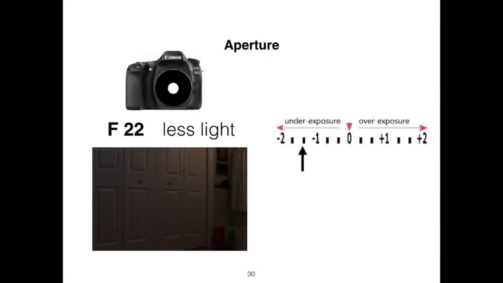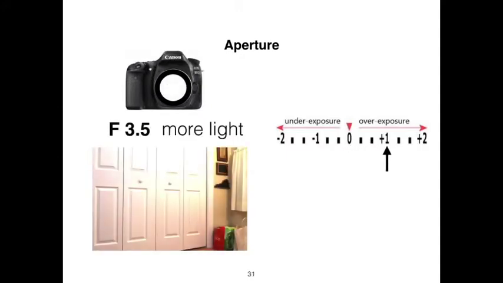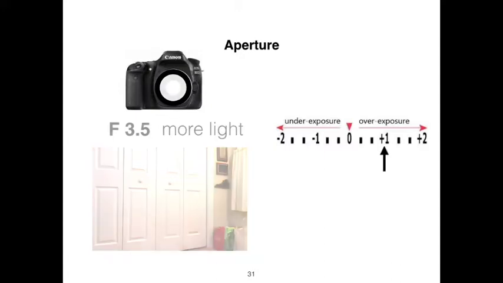Let's say you have an aperture of f22, which is a very small opening. The meter shows that you have less light, and therefore your photo will be underexposed. By setting the aperture to f3.5, you have more light. Now the meter indicates too much light, and therefore your photo will be overexposed.